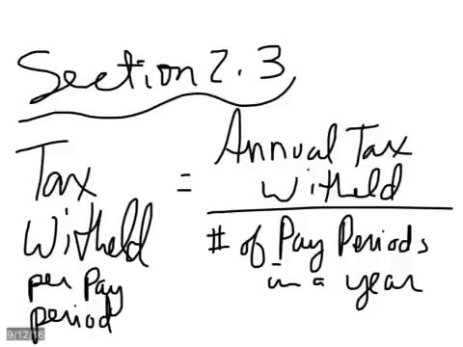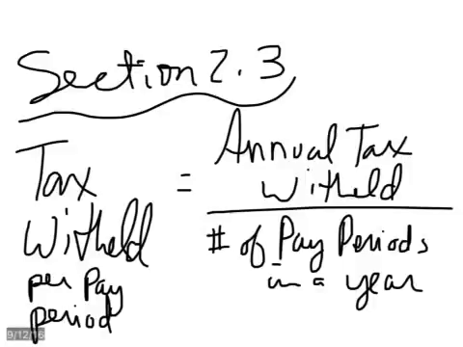So for instance, we had those things at the beginning where it said if you got paid monthly or bi-weekly, those types of things are going to come into play with this one. So we figure out how much we get taxed for the year, and then divide it by how many paychecks we get during the course of that year. Okay? So that's the new formula.